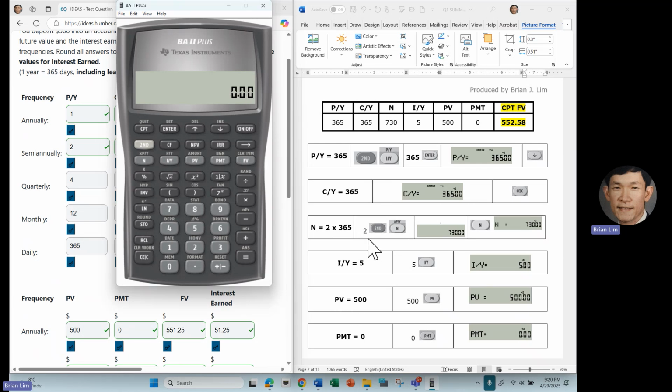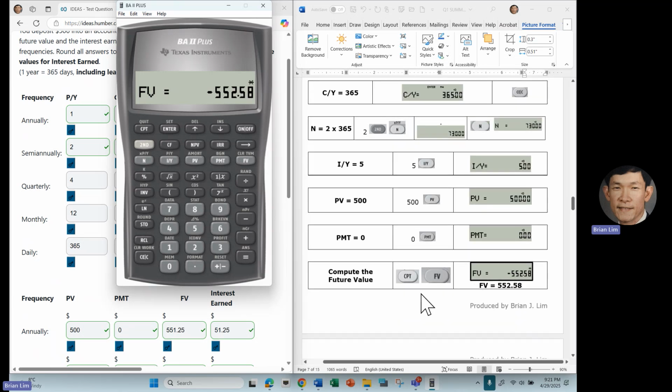Now to get N, we click on 2, and then we click second N, and that gives us 730. 2 times 365, and we click on N once more, and we get N is 730. We enter the 5 for IY. We enter 500 for PV, the present value. We put in 0 for the payment, and then we compute the future value, and that is 552.58, as you see right down there.